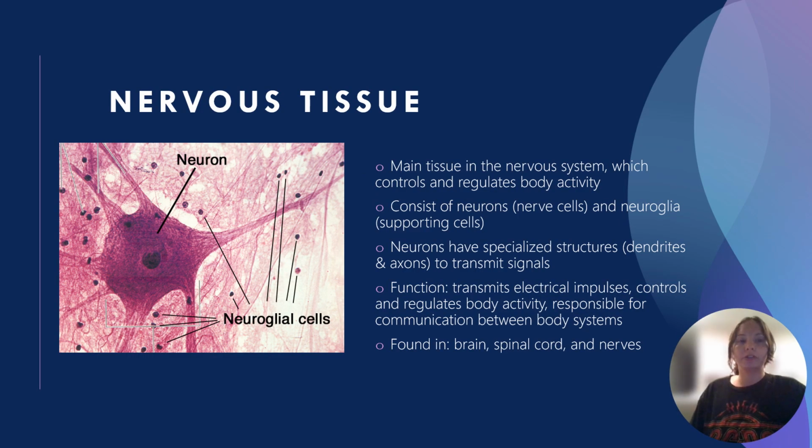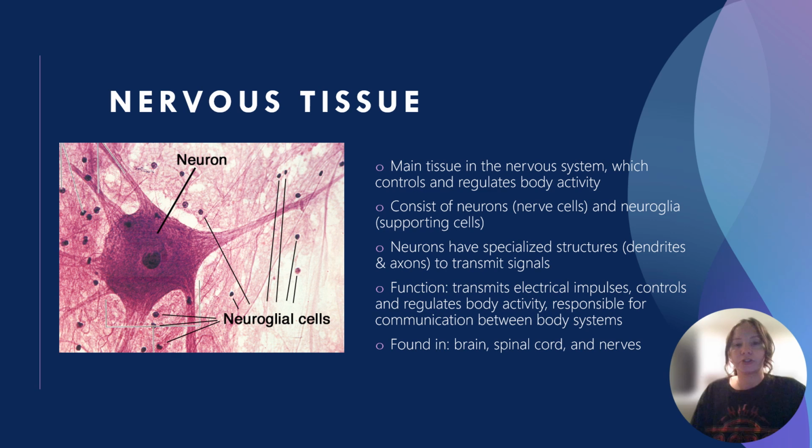Now moving on to the fourth and final type of tissue within our body. This is the nervous tissue. The main type of tissue is within our nervous system. It controls and regulates body activity. It reminds me of a hand, as you can see in the bottom left picture. It consists of neurons, nerve cells, and neuroglia, which are the supporting cells.